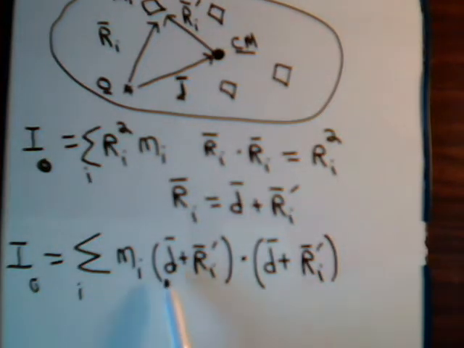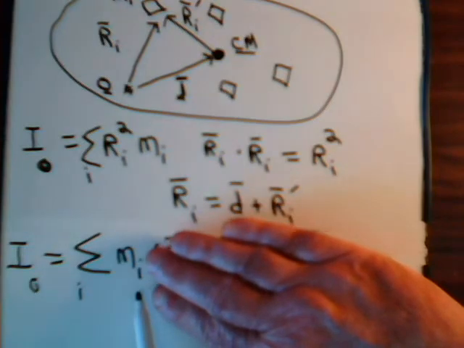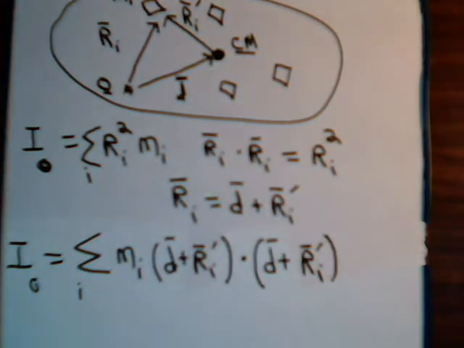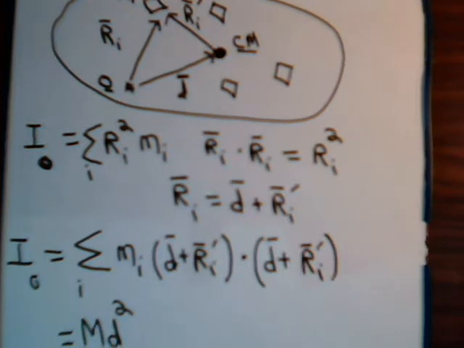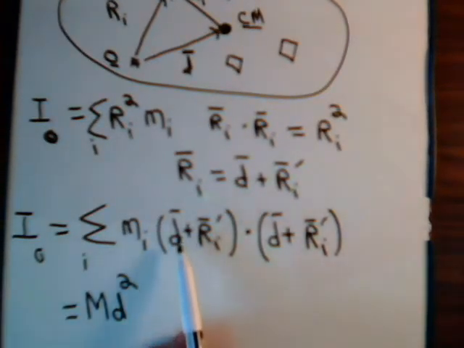First we have mi times the whole thing. Here we have d dot d, that's just d squared, times the sum of mi, that's the total mass. So this is just simply the total mass, big M, times d squared. That comes from this dot this, and then summing over all the mi's, which gives us the big M, the total mass of the system.